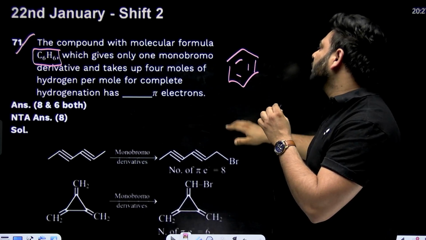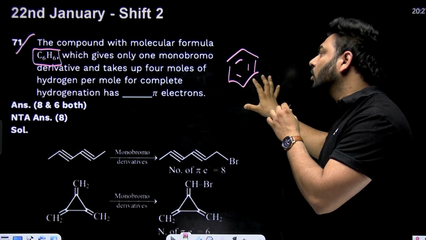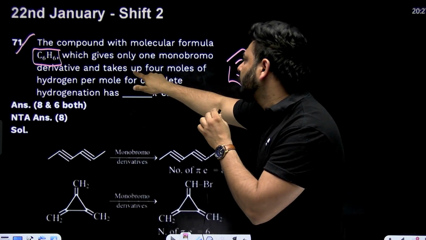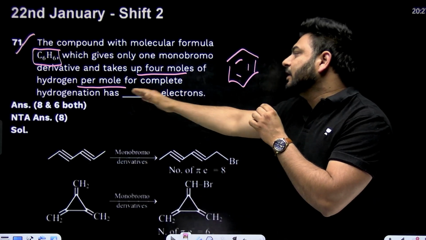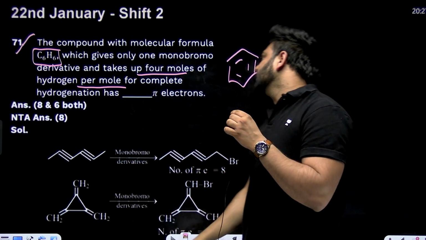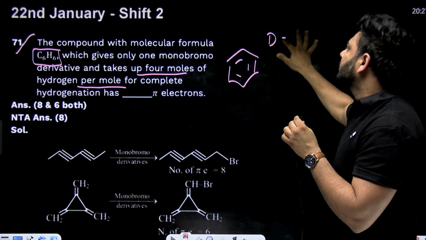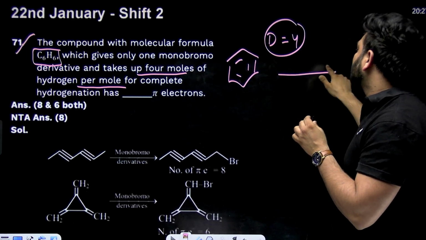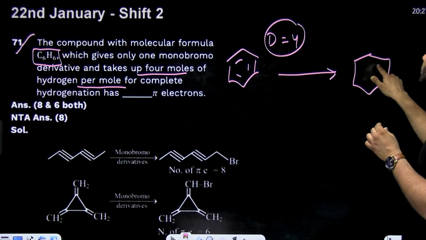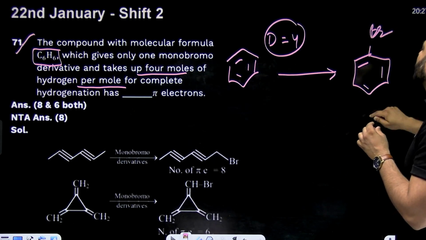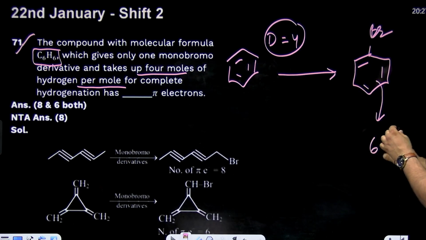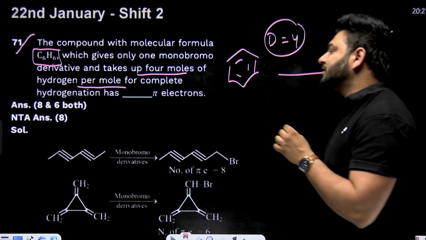So what is the degree of unsaturation for this molecule? This is 4, and that has also been given over here, that it will take 4 moles of hydrogen per molecule to be completely hydrogenated. So what I found is that this molecule has a degree of unsaturation as 4, and if you do the monobromination, and that has not been given here, how you are proceeding with the monobromination, even your monobrominated product has 6 pi electrons. So I submitted 6 pi electrons by that time.